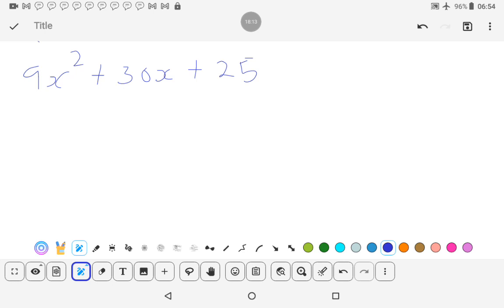So I said your first step is to know the coefficient of x squared. In this case, our coefficient of x squared is 9. So we are going to multiply the coefficient of x squared with the constant. The constant here is 25. So that is 9 times 25, and that will give you 225.